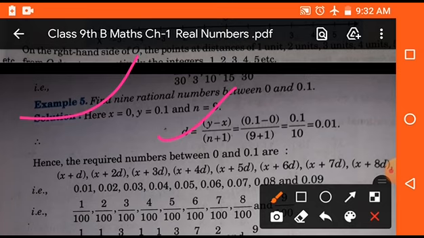For example, here on putting the values we get d is equal to 0.01. So on adding 0.01 to the first number we get the first rational number, x plus d, meaning 0.01, and after that x plus 2d the second rational number, after that x plus 3d the third rational number. In the same way we can find any number of rational numbers between any two rational numbers.